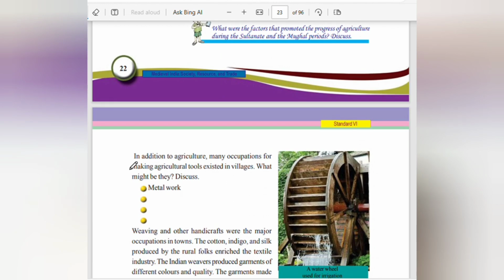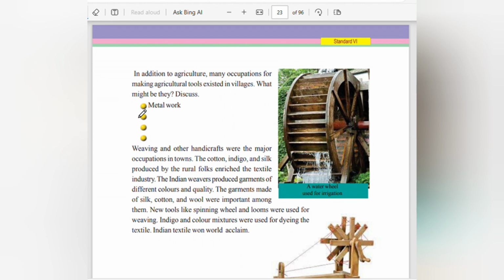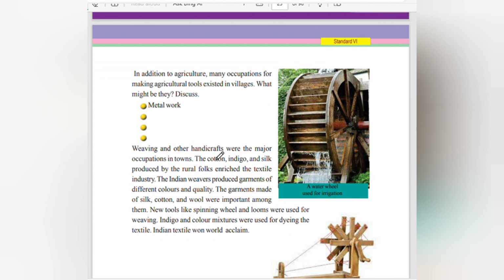In addition to agriculture, main occupations for making agriculture tools existed in villages, such as metal work, weaving and other handicrafts. Handicrafts were the major occupations in towns. Cotton, indigo, and silk produced by the rural folks entered the textile industry. Indian weavers produced garments of different colors and quality. The garments made of silk, cotton, and wool were important among them.